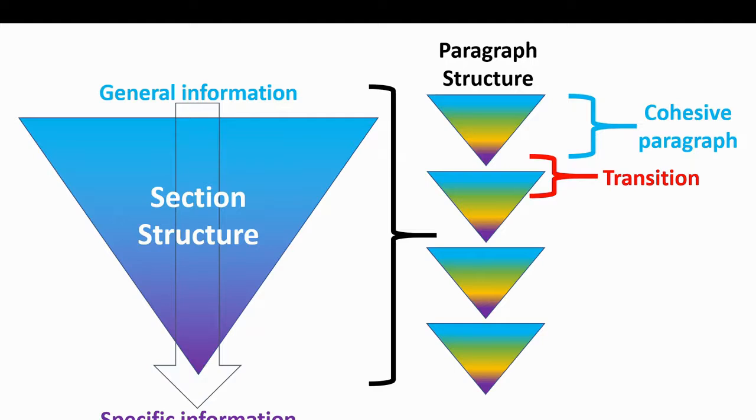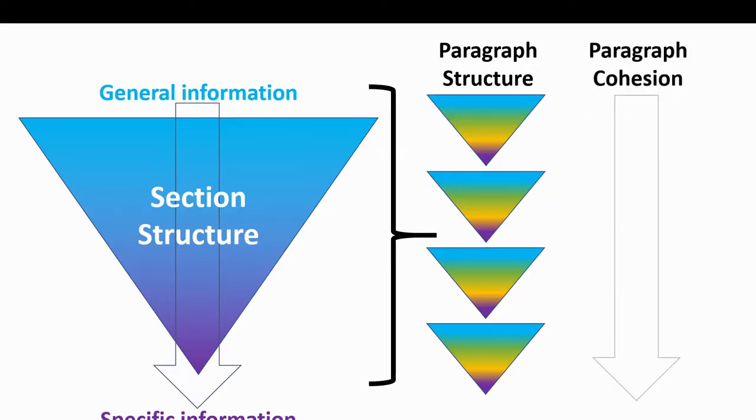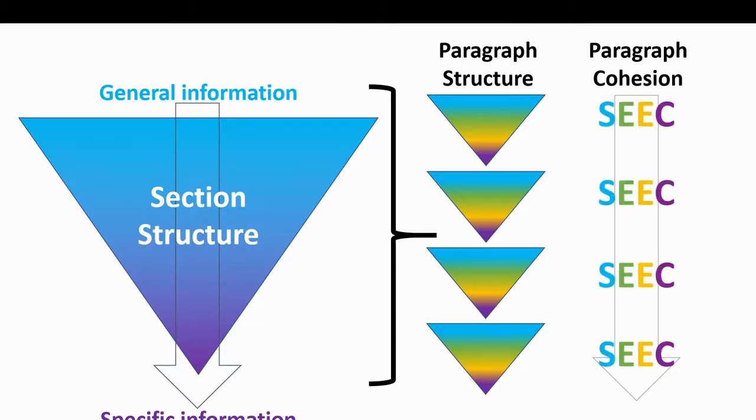And as each paragraph progresses, the information we present and the ideas we give our readers are going to become more and more specific, and newer ideas will become present. Paragraph cohesion is important because without individual paragraphs that are built cohesively, we cannot build a cohesive section. So we can apply a very simple principle to structure our paragraphs called the SEEC structure. This is a great way to act as a guideline for developing and presenting ideas at a paragraph level.